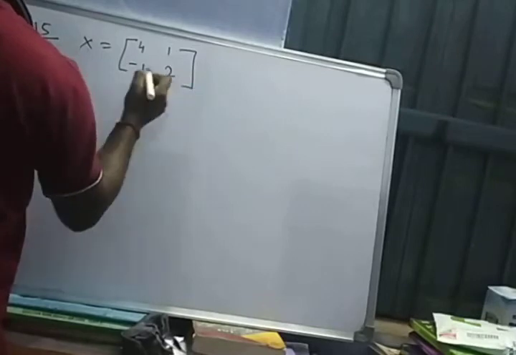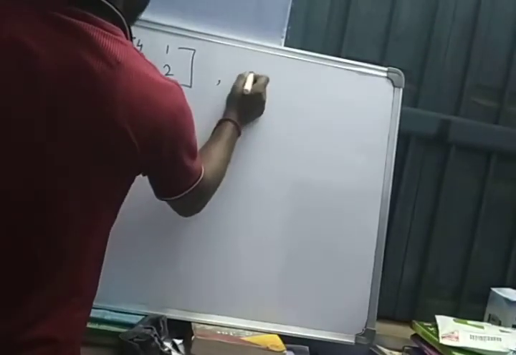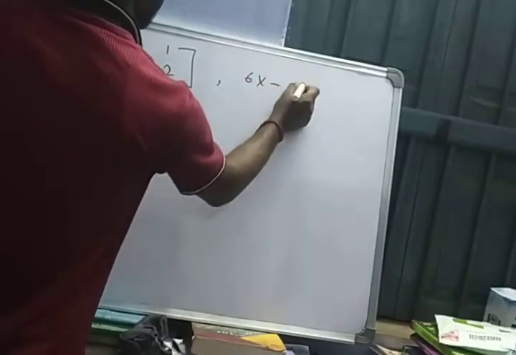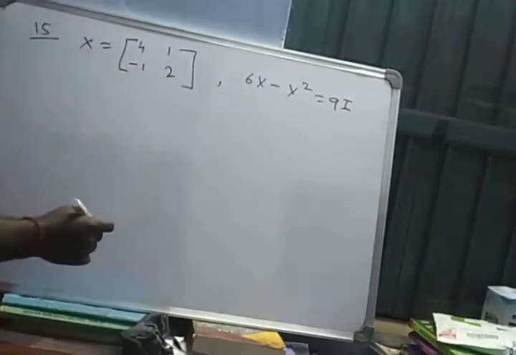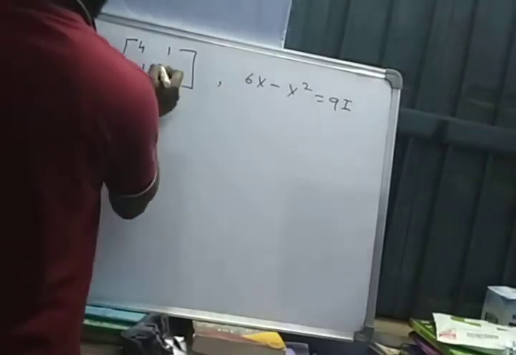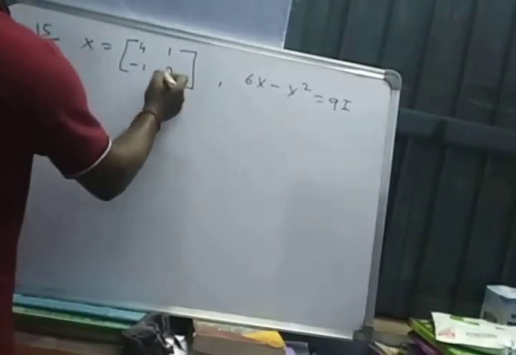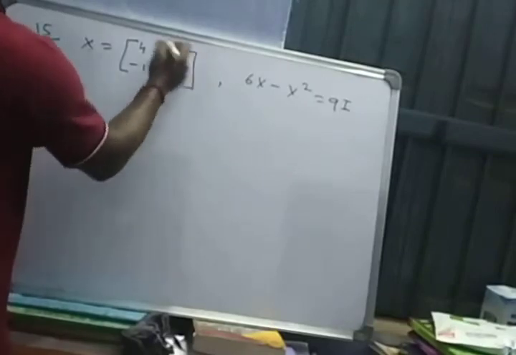X equals 4, 1, minus 1, 2. So that 6X minus X square equals 9I, where I is the identity matrix or unit matrix of order 2 cross 2. Order 2 means 2 cross 2, since it is 2.